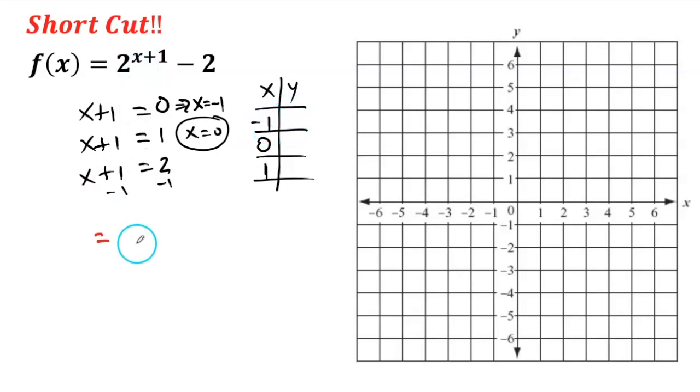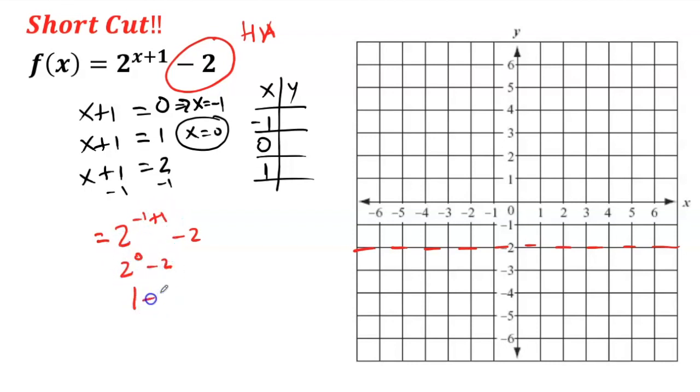First value is negative 1: 2 to the negative 1 plus 1, minus 2. Remember, this is your horizontal asymptote, negative 2. So at negative 2, I have a horizontal asymptote. Excellent. Let's plug it in. Negative 1 plus 1 is 0. 2 to the 0 minus 2. 2 to the 0 is 1. Minus 2 is negative 1.